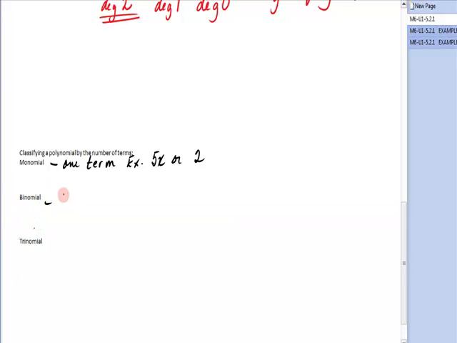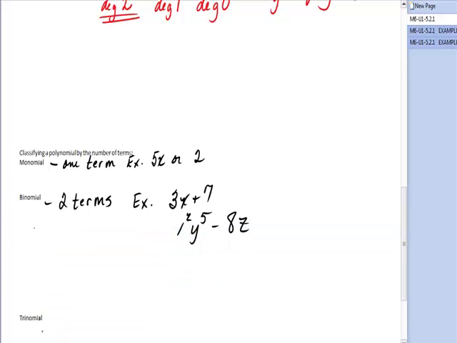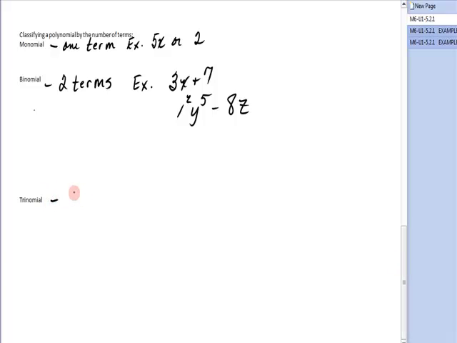Next, let's look at a binomial. A binomial has 2 terms. Example, 3x plus 7 or 6x squared y to the 5th minus 8z. This is a binomial, 1 term, 2 terms. This is a binomial, 1 term, 2 terms. And then finally, I think it's pretty obvious what a trinomial would be. It's going to have 3 terms. And we typically see these written from highest power down to lowest, like 2x squared plus 5x minus 6. Degree 2, degree 1, degree 0, descending order.